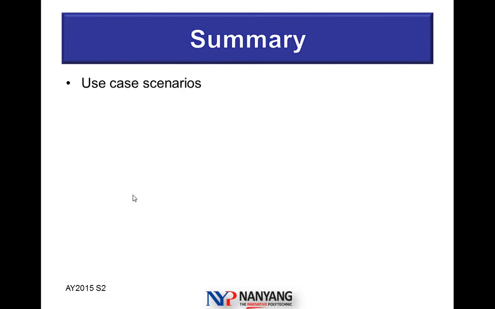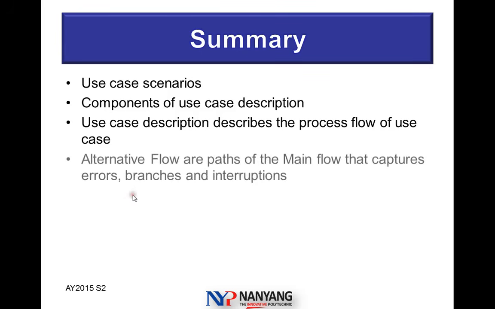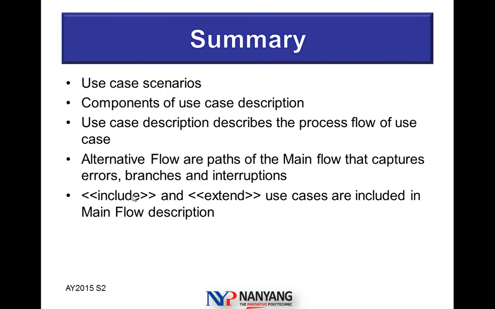Hence, in this session, we have seen what use case scenarios are. We have also looked at the components of each use case description. The use case description describes the flow of each use case. An alternate flow is a path off the main flow that captures errors, branches, and interruptions. The include and extend use cases are included in the main flow description.